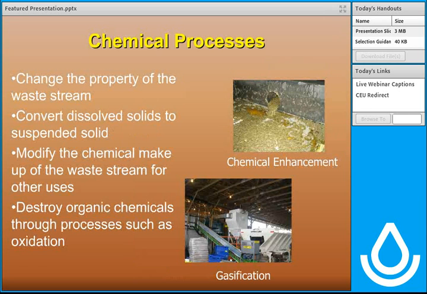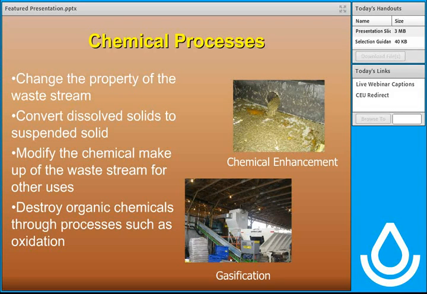The next set of operations I'd like to talk about is that of the chemical processes. The purpose for chemical processes is to bring about a change to the properties of the waste stream. And some of these changes include converting dissolved solids into suspended solids so they can be removed by physical processes. Chemicals can be used to change the chemical makeup of a product so it can be used for other purposes. Another use of chemical processes is to destroy organic compounds through actions such as oxidation.